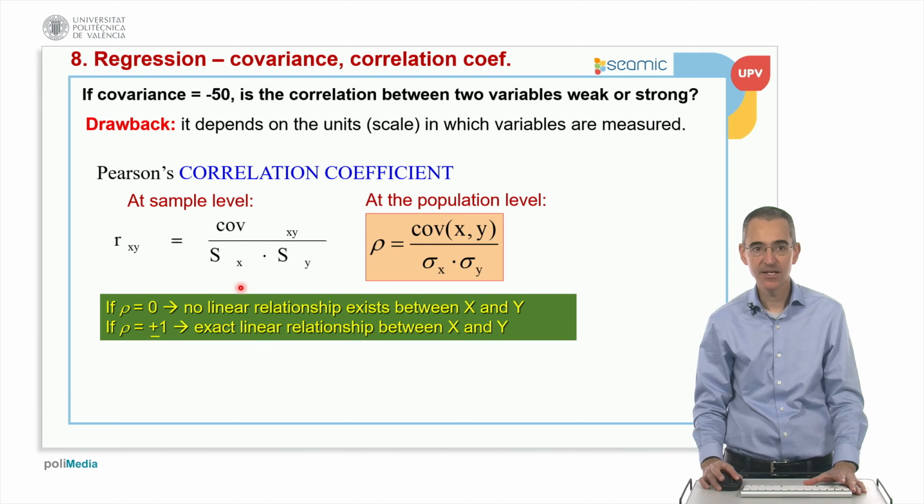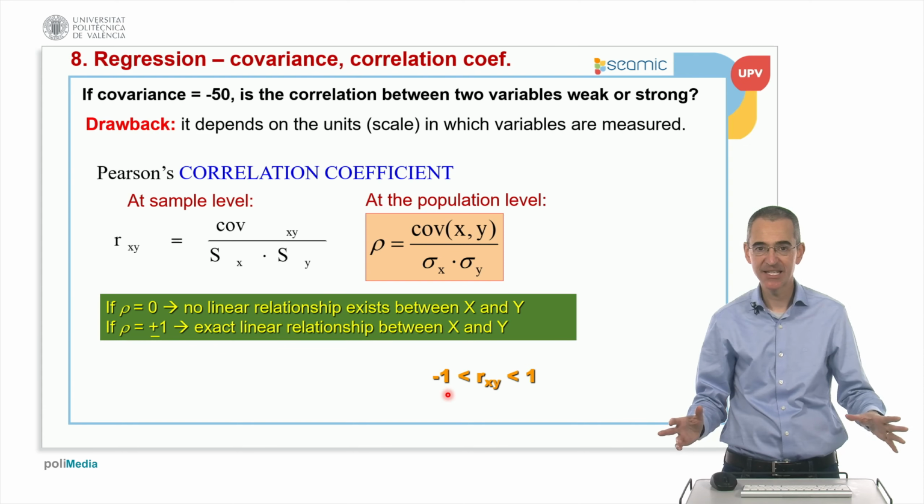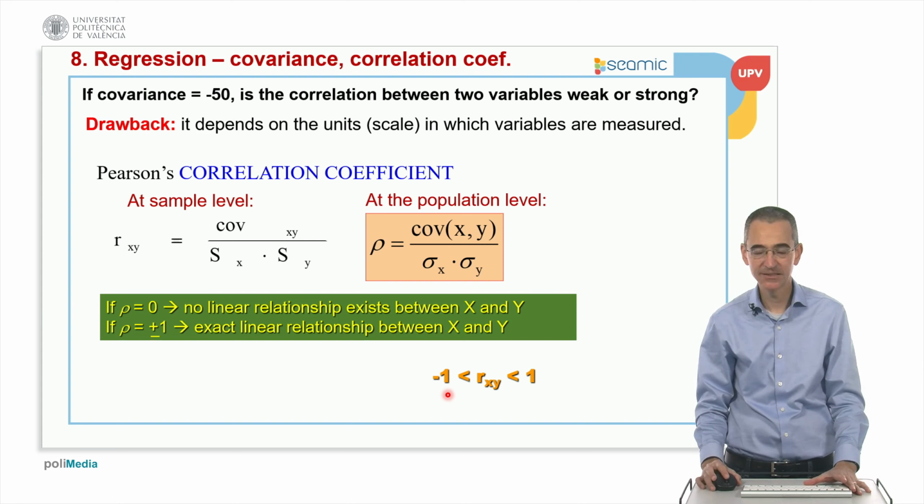Okay, so if this correlation is 0, it means that there is no linear relationship between x and y. And if this coefficient is exactly 1 or minus 1, it implies that there is an exact linear relationship between x and y. So one advantage of this coefficient is that it is limited to the range of minus 1 to 1.